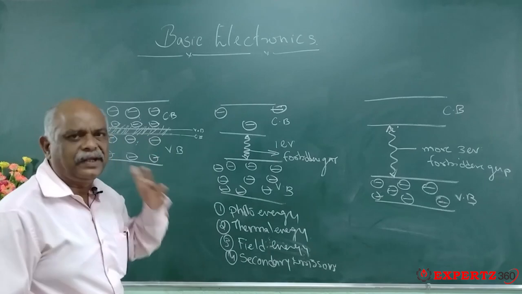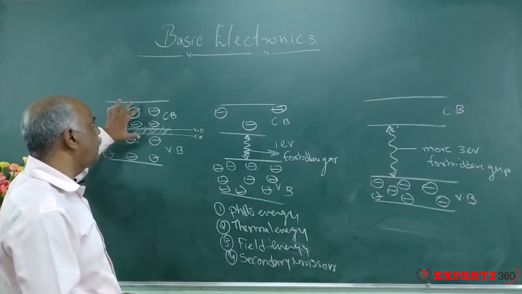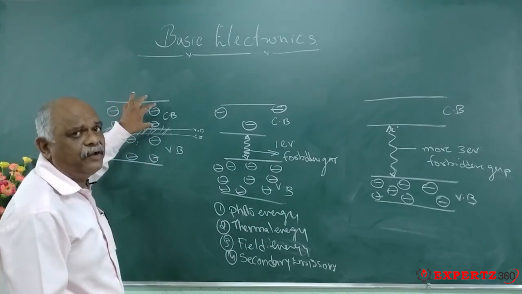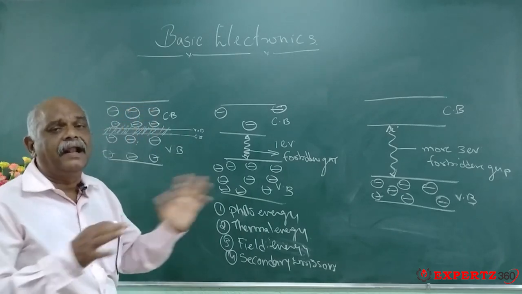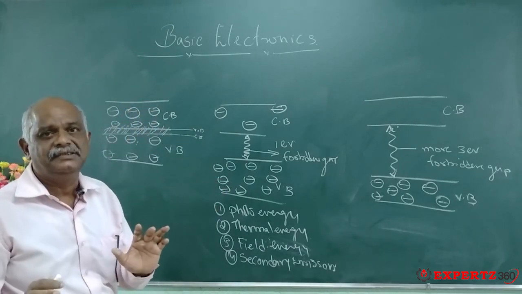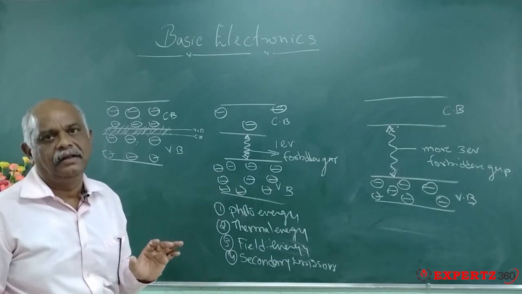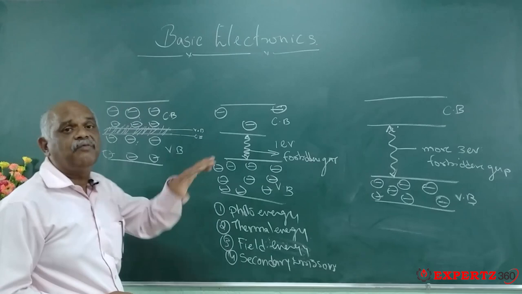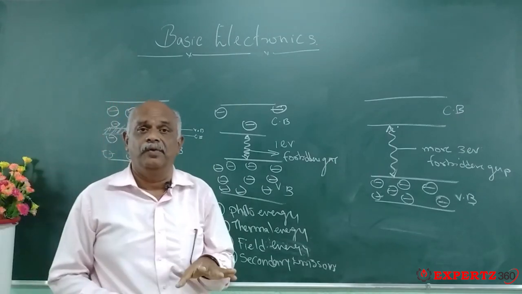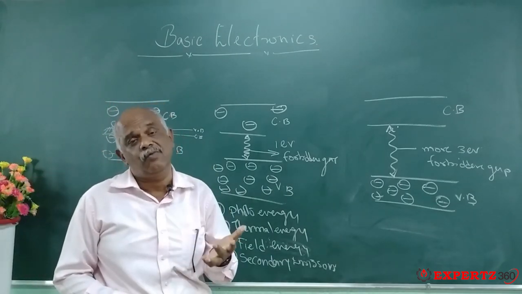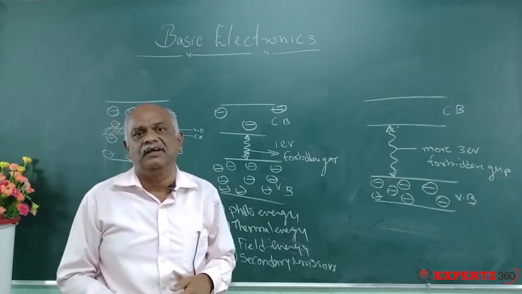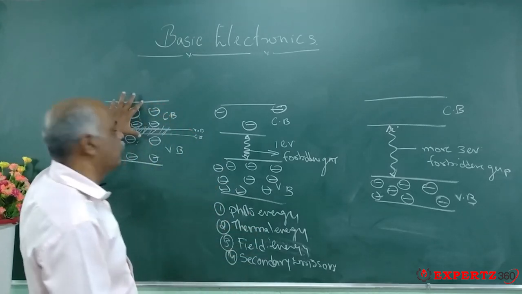Now, let us apply a potential difference. See, the conduction band is over here and the electrons are free to move. That means the electrons are going to have a random motion inside it, and the net average velocity of those electrons will be equal to zero. Now, if I want to move them in a particular direction, I am going to apply a potential difference across the two ends of this.